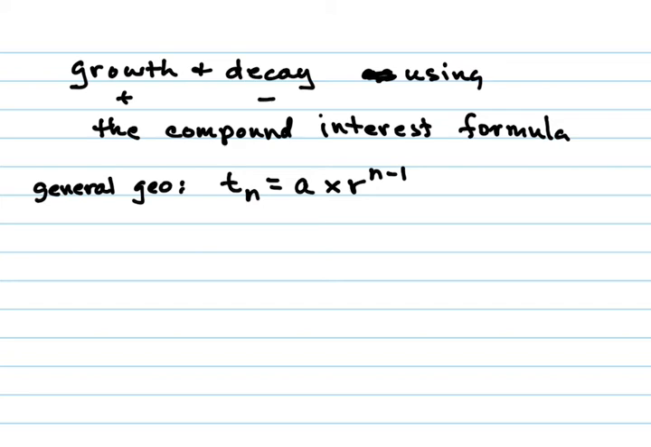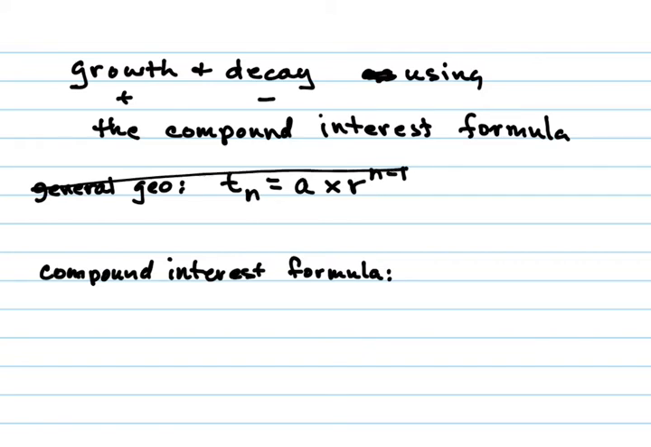Okay? But that only works when you start with the first value. But if you're talking about growth and decay, you're generally beginning at 0, at no years. And if that's the case, you can't use this particular formula. Instead, we're going to use the compound interest formula. Now, if they mention growth or decay, then this is the formula to use. And if you'll remember it, it looks something like this.